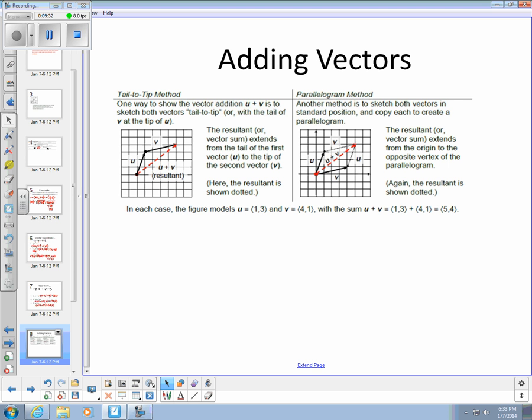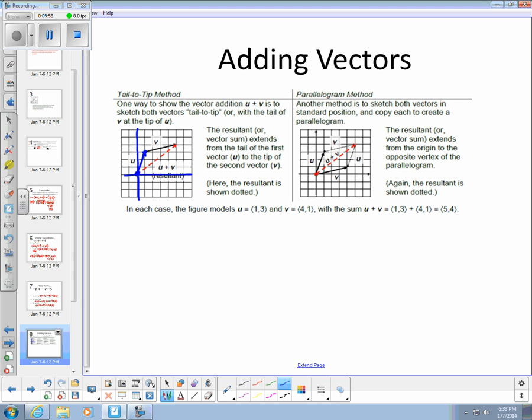One way to show vector addition is to start out and graph your first vector. So if we're doing u plus v, we want to graph u from the origin to wherever the components end up. In this case, u is 1, 3. So I would start at the origin, and I graph the point 1, 3. That's where I terminate.